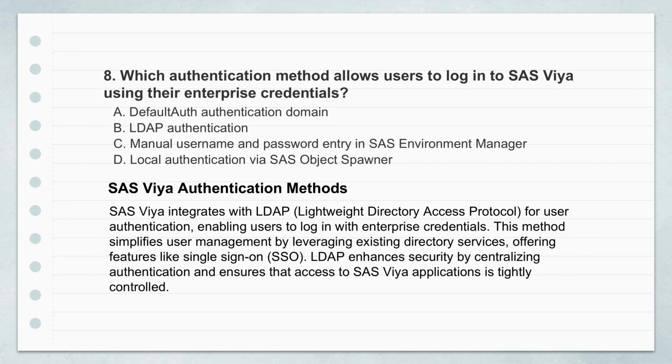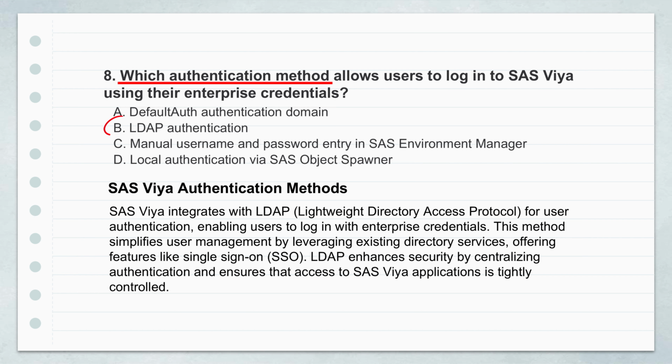Our 8th question is about user authentication. Which authentication method allows users to log in to SAS Viya using their enterprise credentials? Choices: default auth, LDAP authentication, manual entry in Environment Manager, and local authentication via Object Spawner. How do organizations typically integrate their existing user accounts with Viya? The authentication method that enables this integration is B.